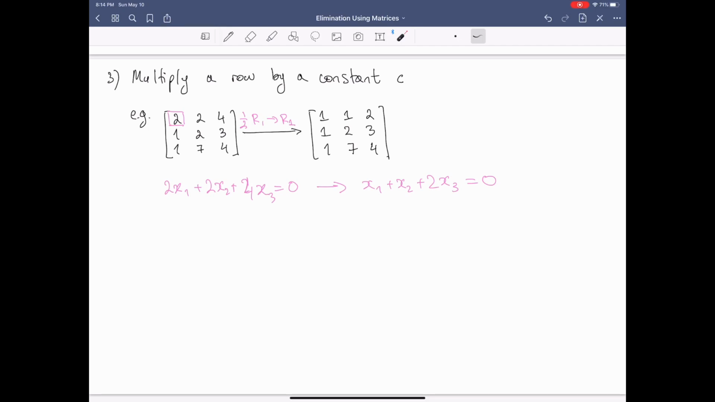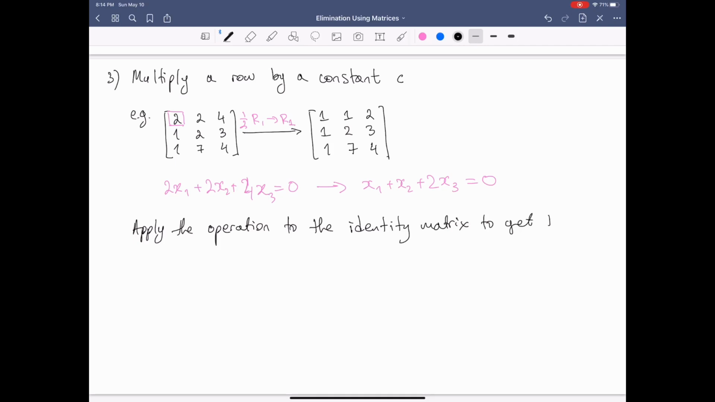So sometimes if we have a fraction, we may want to multiply by a whole number to get rid of fractions. So how do we get this operation, or what matrix represents this operation? Well, it's done in the exact same way. Just apply the operation to the identity matrix to get the corresponding elementary matrix.